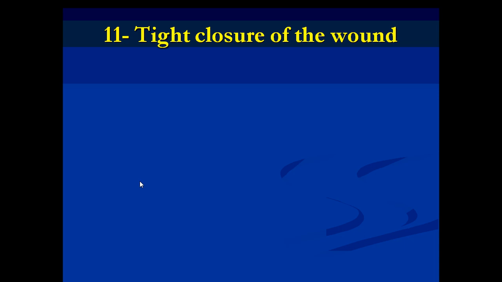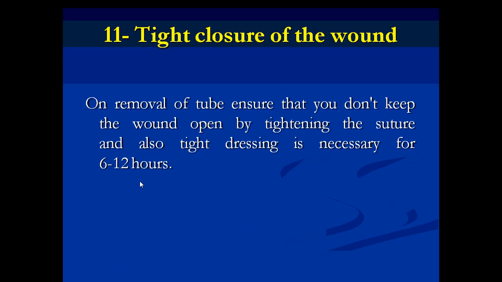Tight closure of the wound after removal of the chest tube. On removal, we have to ensure that we don't keep the wound open by tightening the suture, the horizontal mattress stay suture that we did during the insertion of the chest tube, and we can tie it and do dressing for the chest tube site for at least 6 to 12 hours.